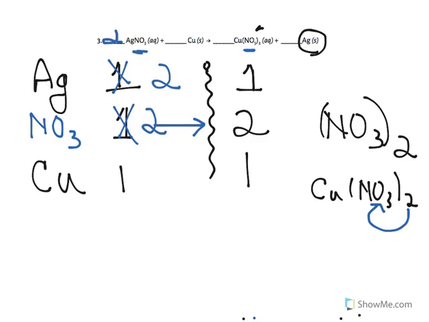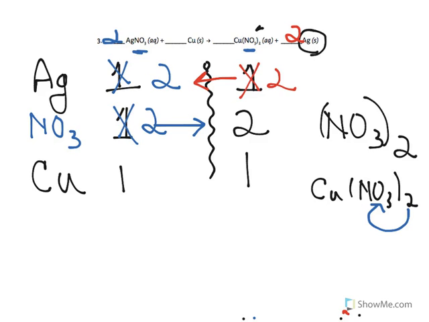To go back and rebalance the silver now, I need to figure out what number do I need to multiply the smaller number by to be the larger number, and that's a 2. So I put a 2 in front of the silver on the right-hand side. Makes this into a 2.